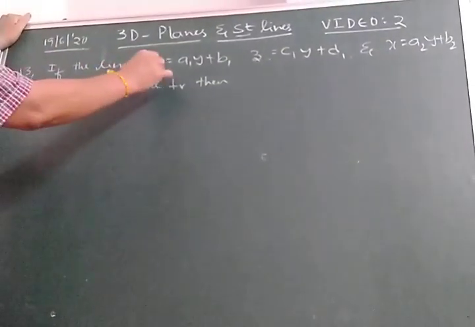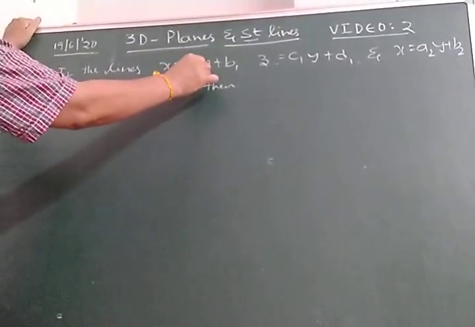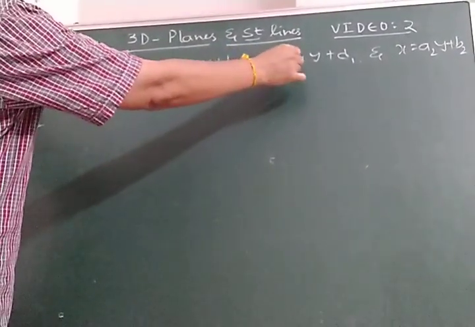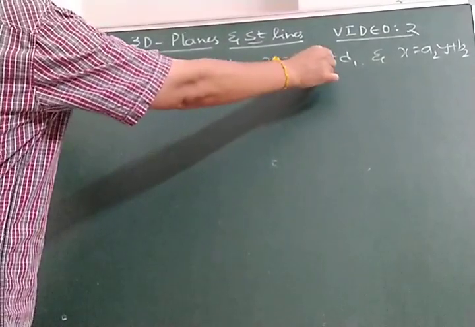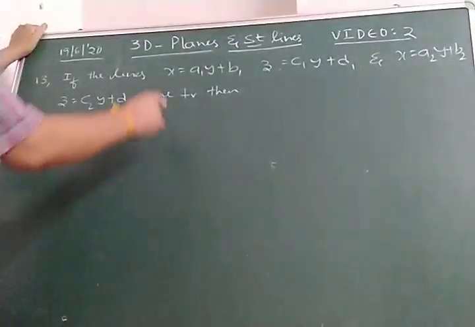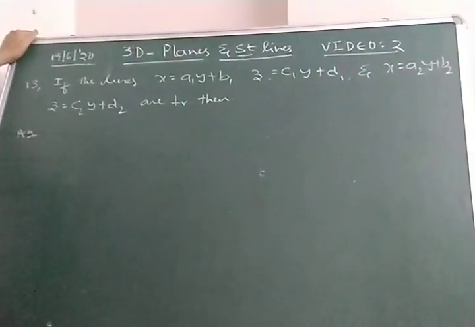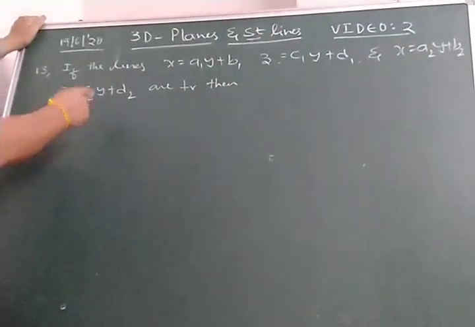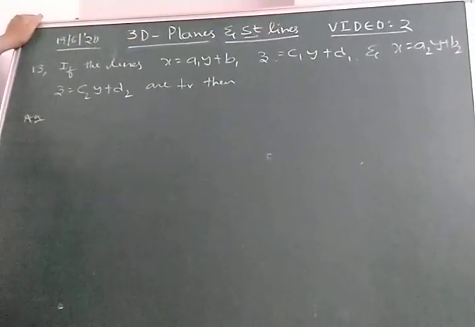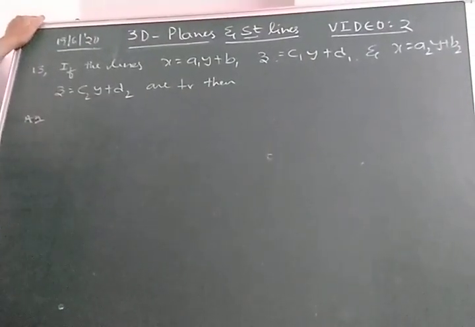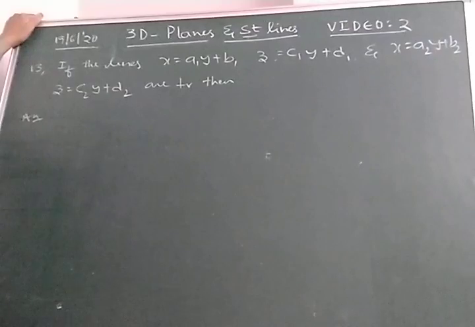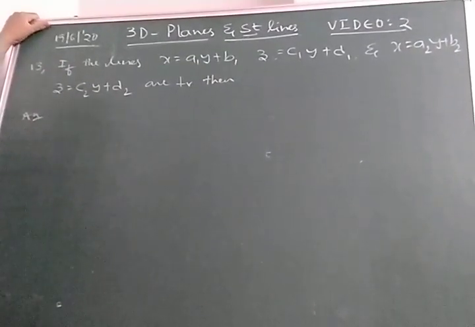If the lines x is equal to a1y plus b1, z is equal to c1y plus d1, this is one of the lines, and another line is x is equal to a2y plus b2, z is equal to c2y plus d2, are perpendicular. If these two lines are perpendicular, then what is the condition? That is the required question.